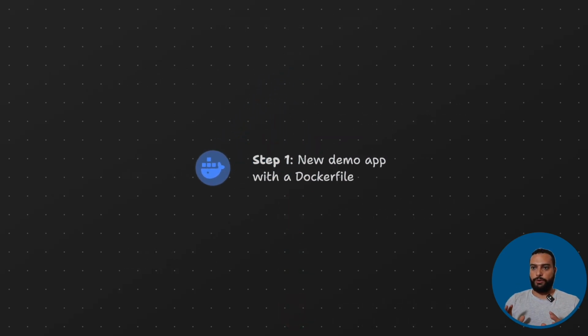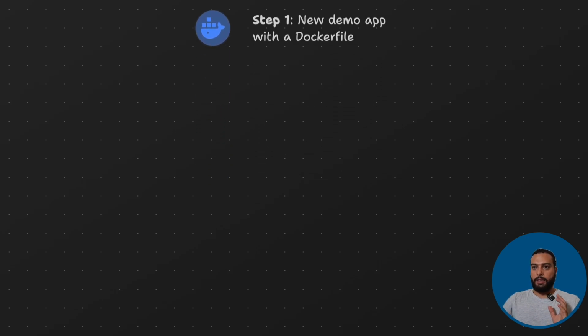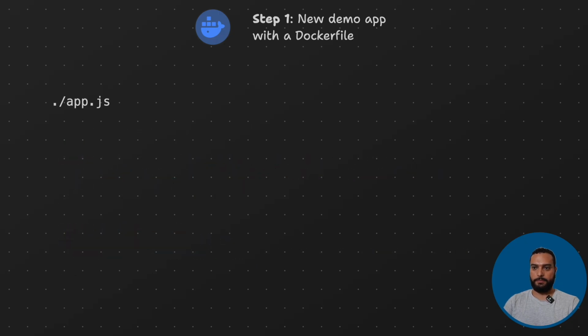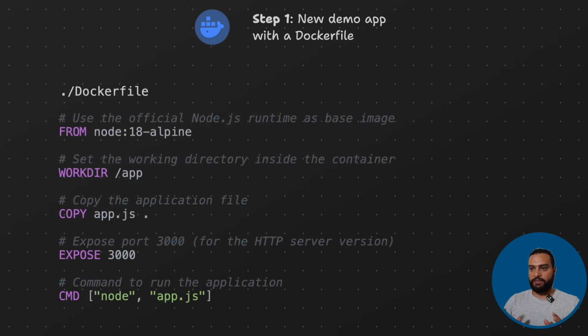Let's start with the first step, building and containerizing a simple app. This is a very basic Node.js HTTP server that is going to be listening for HTTP requests on port 3000. It will return a simple text that says "Hello World" for any request it receives. Nothing fancy here. The Docker file is also very basic and simple. It just copies the app code as is, exposes port 3000, and runs the code with the node binary.